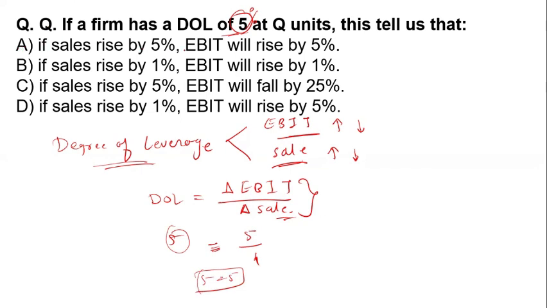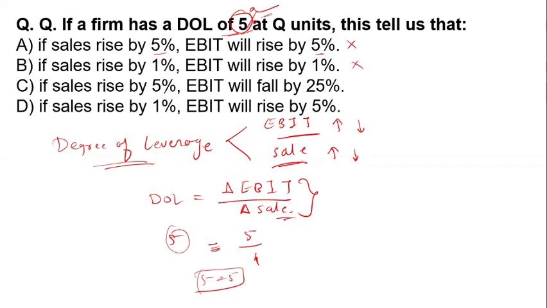If the sale rises by 5%, EBIT will rise by 5%. No, if the sale is increased by 5%, there is not an equal relationship between the EBIT and sale. So the first option is wrong. If the sale rises by 1%, EBIT will rise by 1%. No, the question is related to 5%. So how is it possible that there is 1%, 1%?